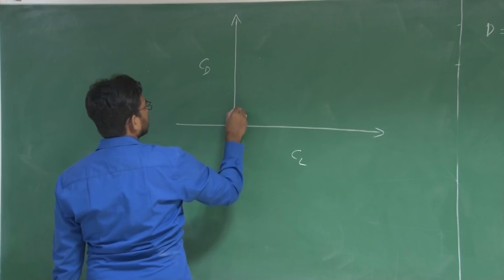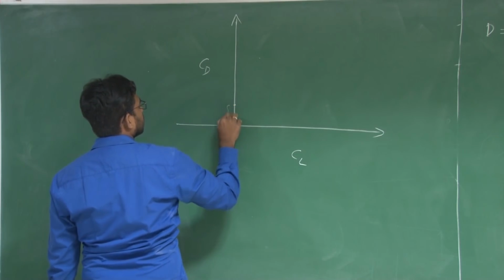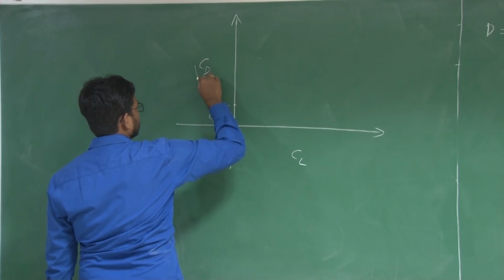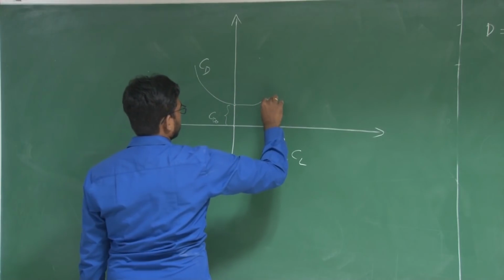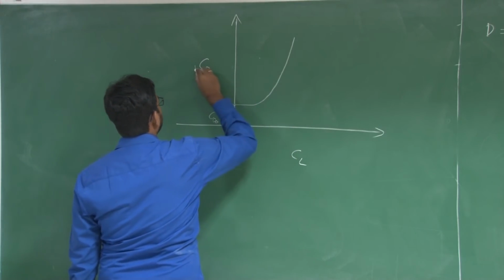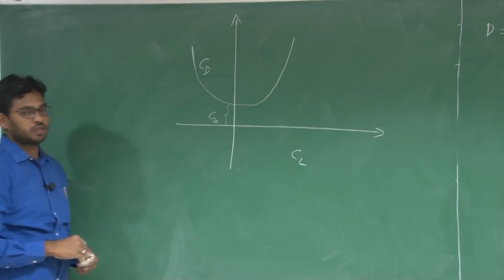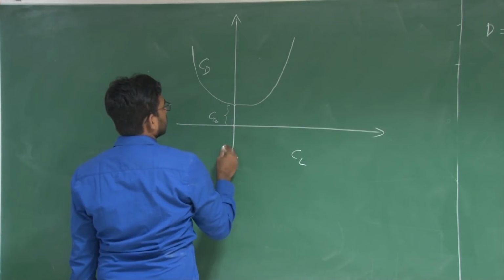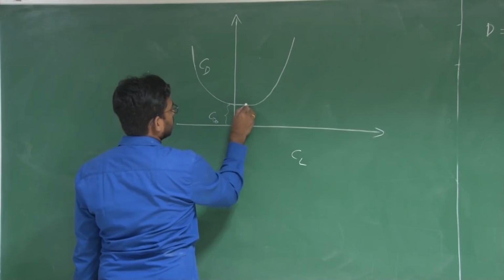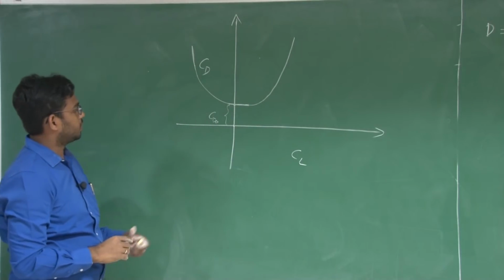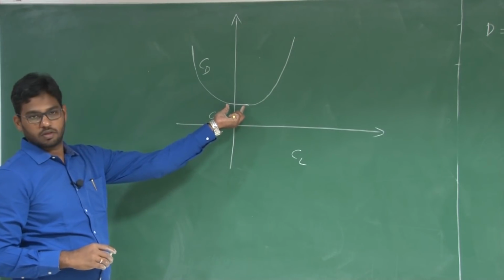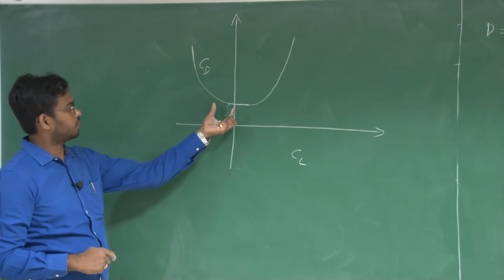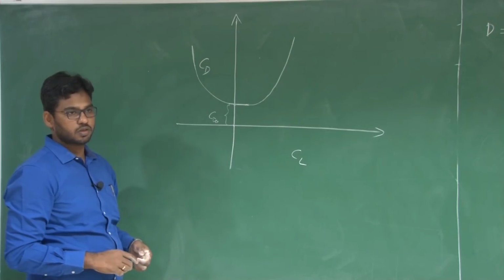At CL equals 0, you have something called CD naught. Typically this is how the CD versus CL plot looks. There is also something called the drag bucket, where the CD value almost remains constant for a range of CL values. That particular regime for which the CD remains constant with CL is known as the drag bucket.